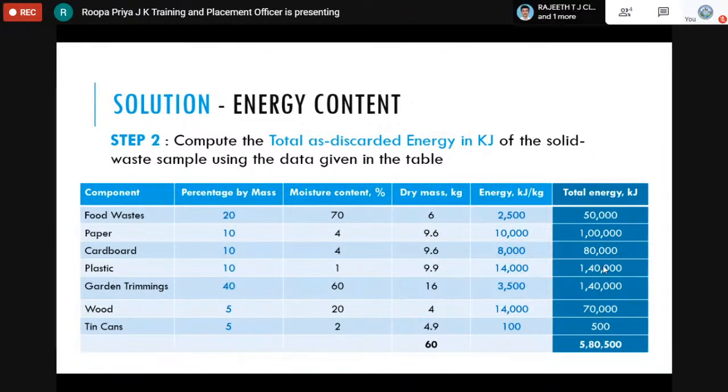If it is for paper, it is 10 into 10,000, it is 1 lakh. So this is how you compute the total energy column, and then you add all these values. So according to this question, the total energy of this specific solid waste sample is 5,80,500 kilojoule. And the total dry mass is 60 kgs.